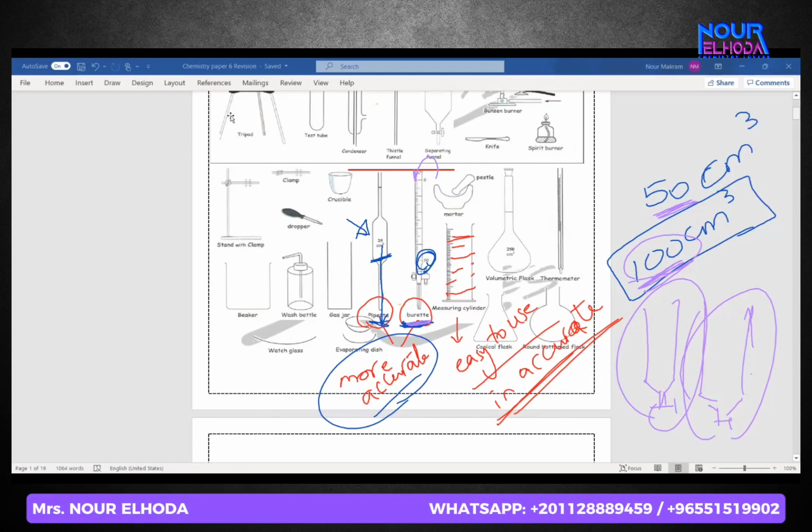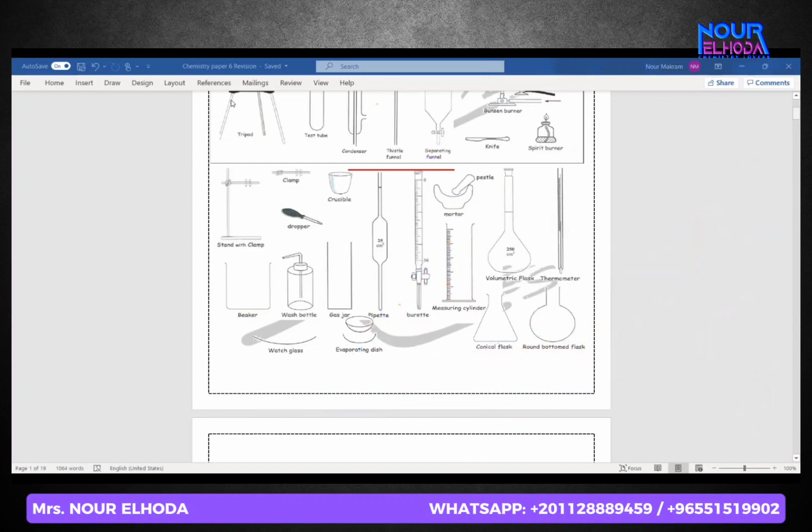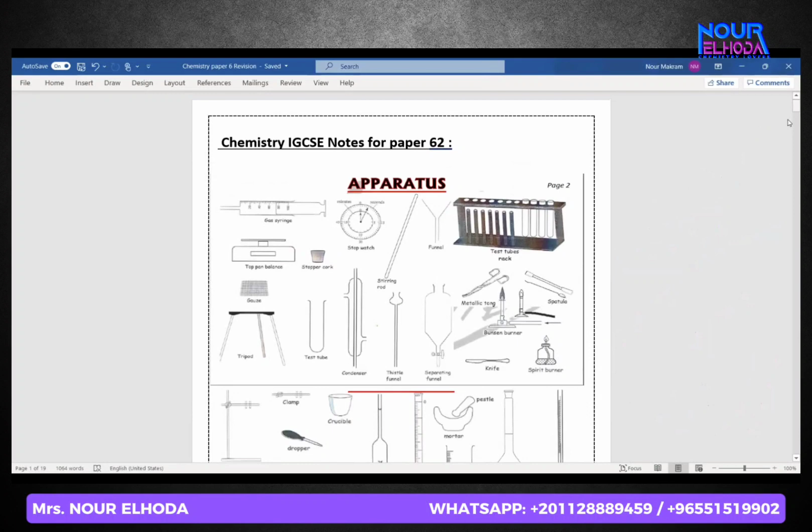Like, do we use it for gas or is it just liquid? Which one? The burette, the pipette and the measuring cylinder? No, only for liquids. If you want to measure the volume of a gas, you use the gas syringe, as we said before. This one. The burette, the pipette and the measuring cylinder are for liquids; the gas syringe is for gas.